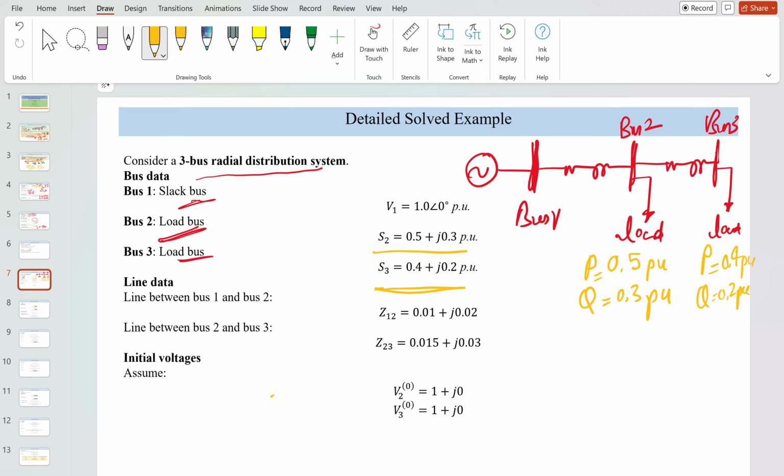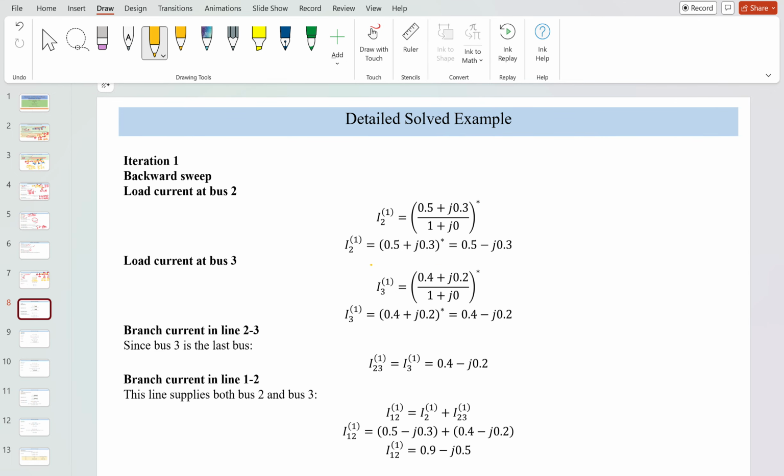Okay, and Z12 is given. So here the second data is given, that is line data. Line data is 0.01 for R and 0.02 j. Okay, and then you have 0.015 between line 2 and line 3, and j 0.03. Okay, suppose we wanted to find out the current.